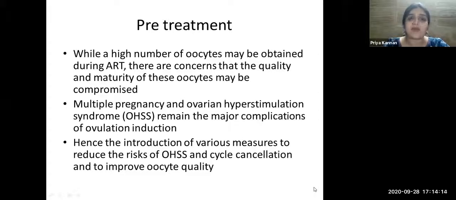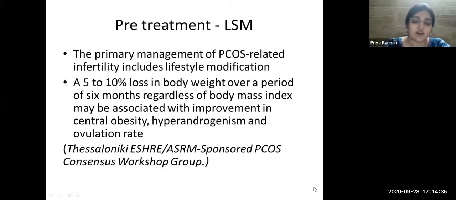So, while a high number of oocytes can be obtained in PCOS patients during ART, there are definitely concerns about the quality and maturity of these oocytes. Multiple pregnancy and OHSS are the major complications in these patients, and hence we have various measures to reduce all of this, primarily to improve the oocyte quality.